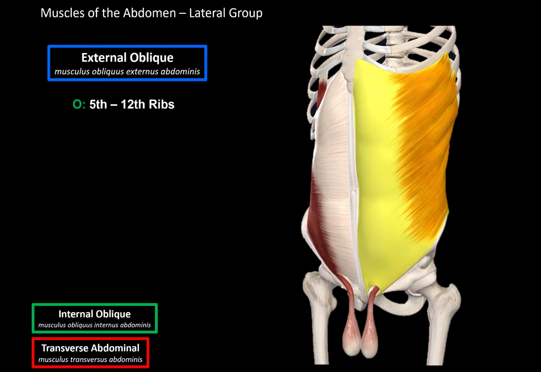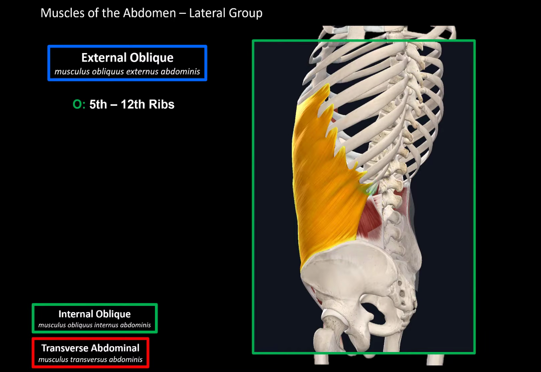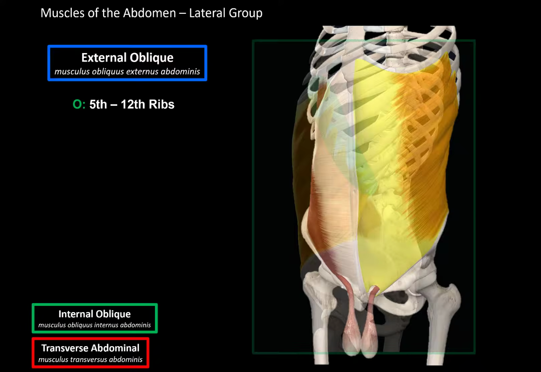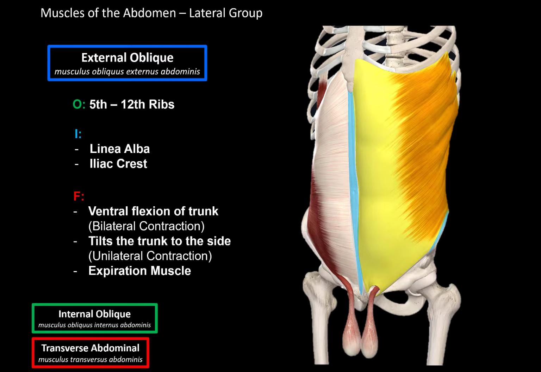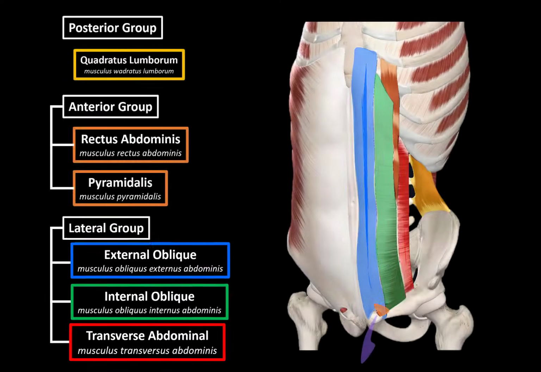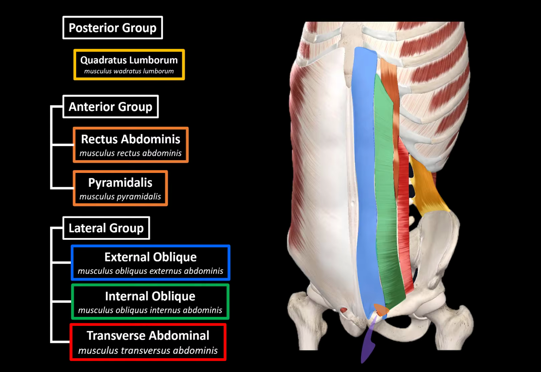The last muscle is the external oblique muscle. It originates from the 5th to the 12th rib, so back here, and it inserts at the linea alba, as well as the iliac crest. And its function is that bilateral contraction will cause ventral flexion of the trunk, and unilateral contraction will tilt the trunk to the side. So that was all the muscles of the abdomen, and I hope that was helpful.